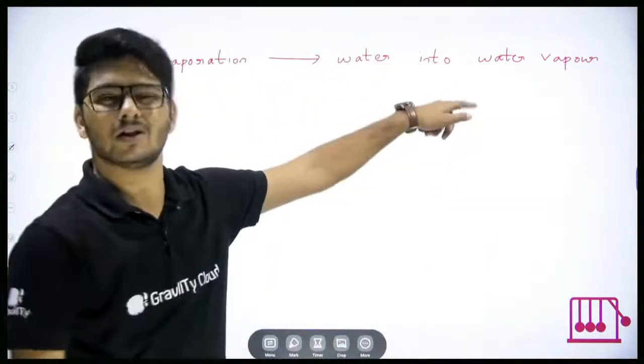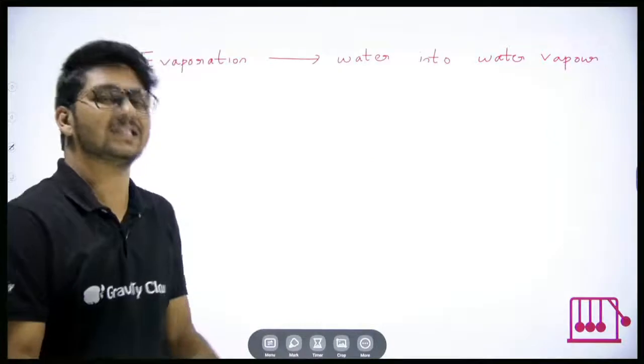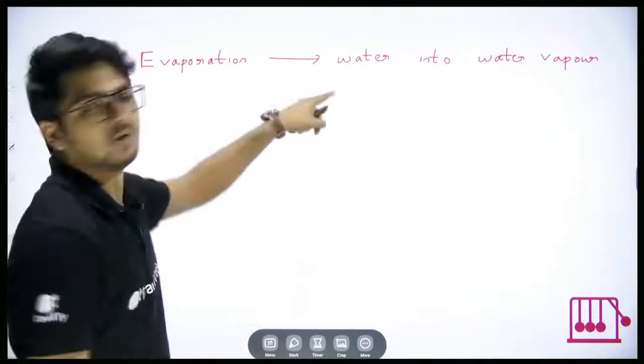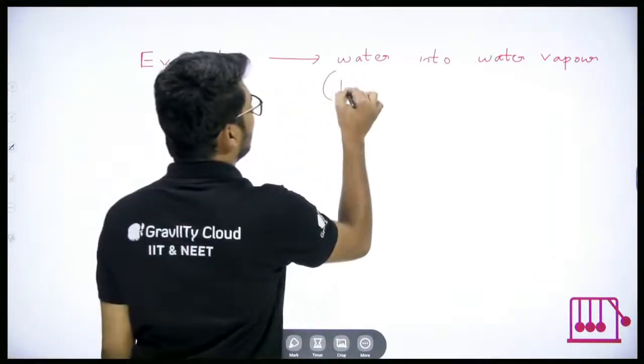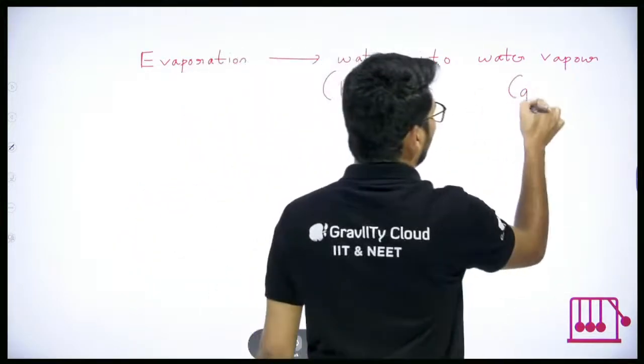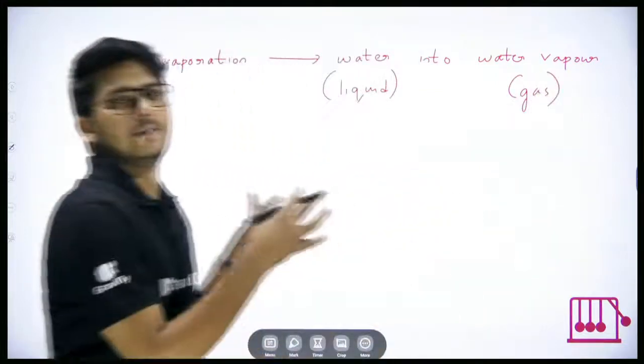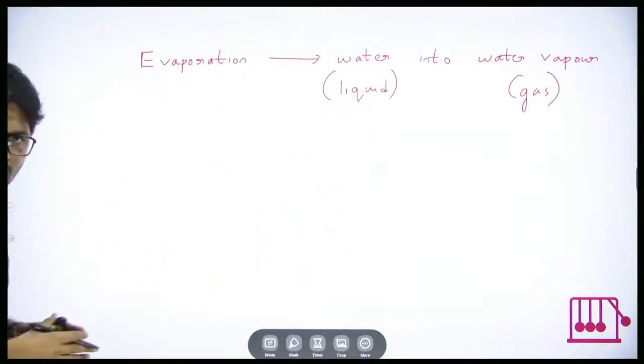And can you see water vapor? We cannot see water vapor. Water vapor is invisible to us. Water we can see, right? Water is a liquid, whereas water vapor is a gas. This is what happens in the process of evaporation.